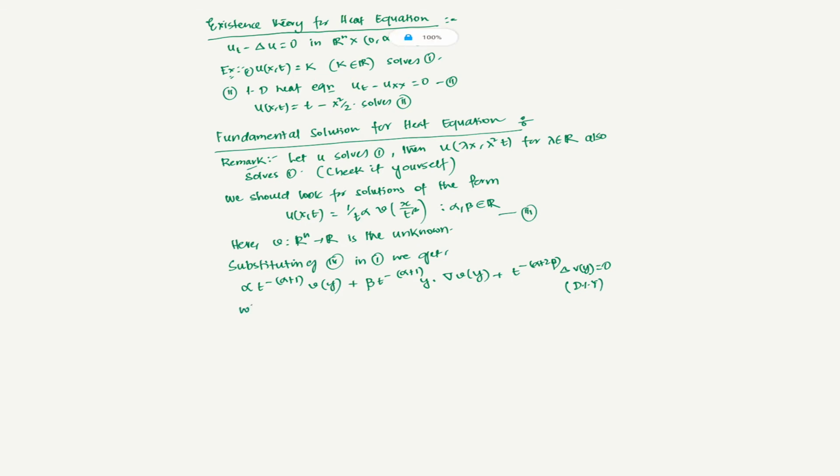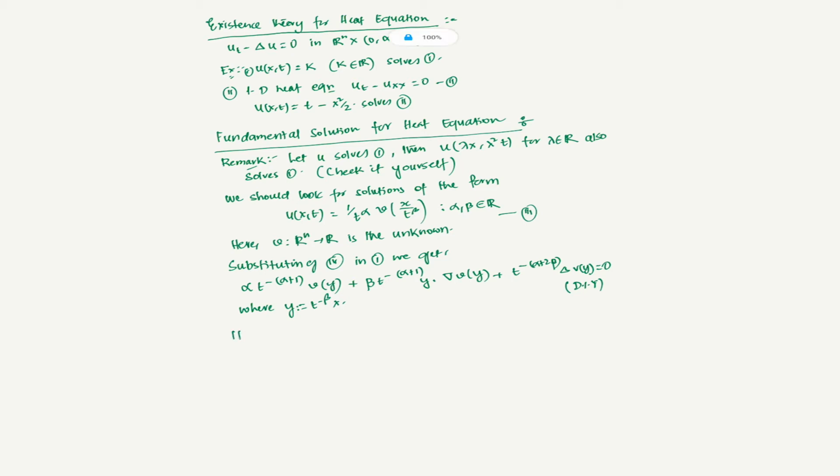Here y is defined by t to the power minus beta times x. Clear? With this definition we are writing it like this. Now you see here this beta is a problem. Why is it a problem? Because if 2 beta is 1, then all of these expressions have the same power, so I can throw out t to the power minus alpha plus 1.